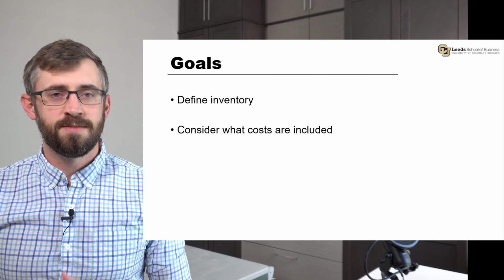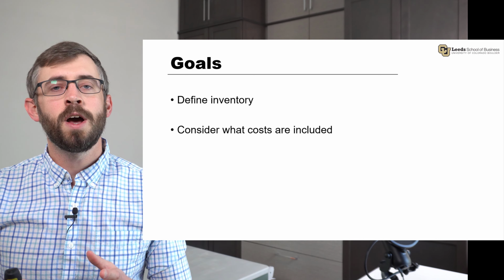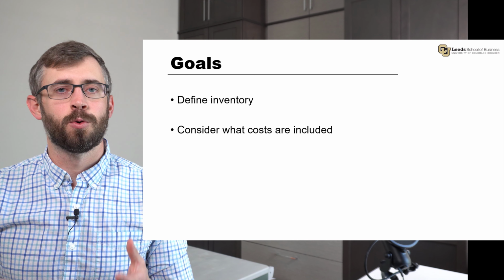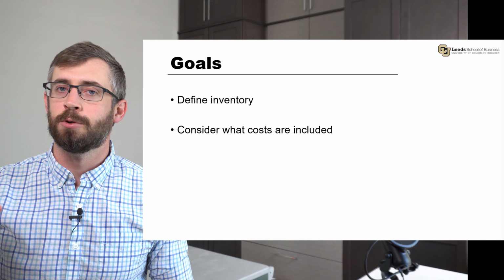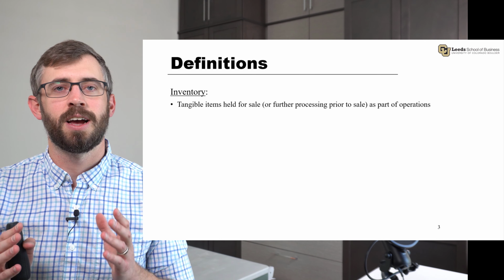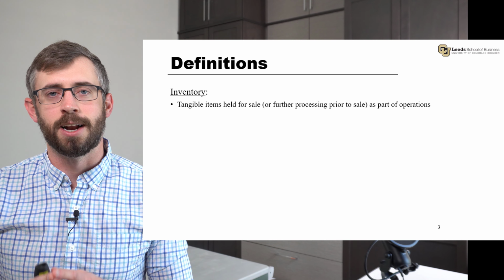So our goal for this video is to define what inventory is and think about what costs are included in inventory, and when is inventory on our books versus when is it on maybe our customers' books or our suppliers' books. So inventory is defined as tangible goods that are held for sale. So these are the goods that you sell to your customers to generate revenues.